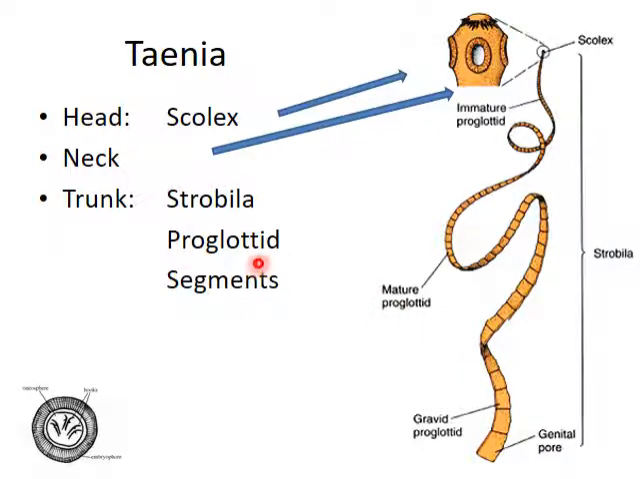Now these proglottids, as you can see in the picture, can be immature, mature proglottids, or they could be gravid proglottids, wherein the eggs of Taenia lie. Also remember that cestodes are hermaphrodites, also called monoecious, that is they contain male and female organs in the same segment.